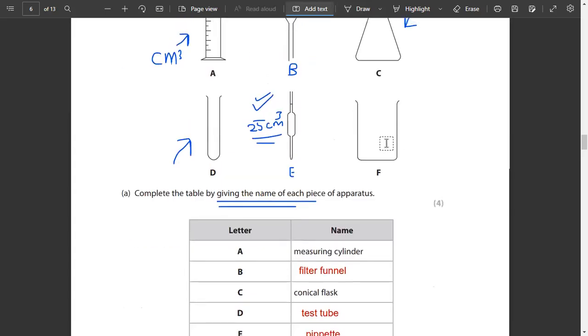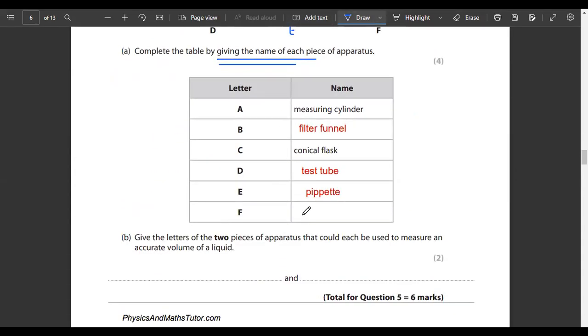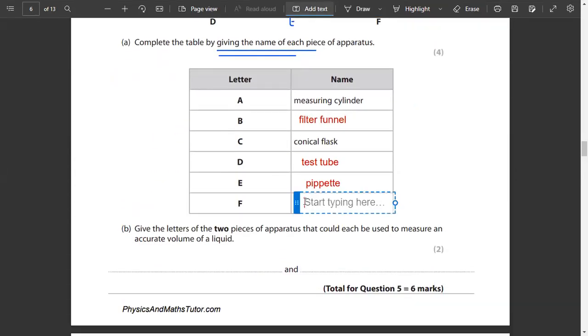F क्या है? F is a normal cylinder. ये हम इसको beaker भी कह सकते हैं. This is a normal beaker just to pour some liquid, just to keep some liquid यहाँ पे. This is a beaker.